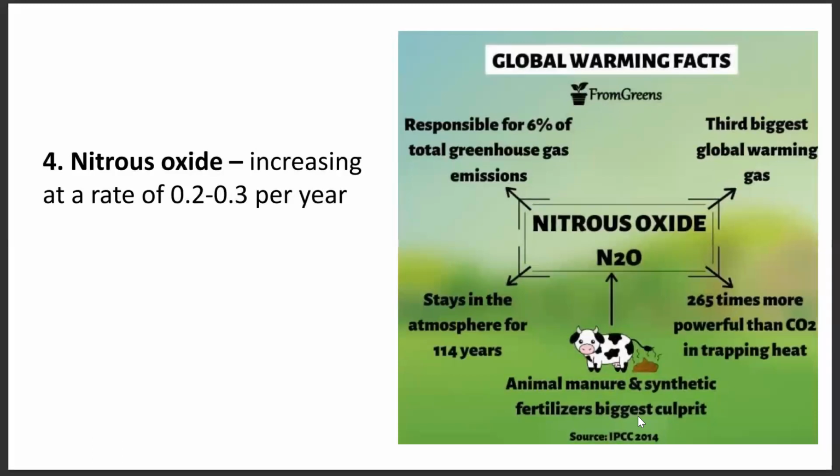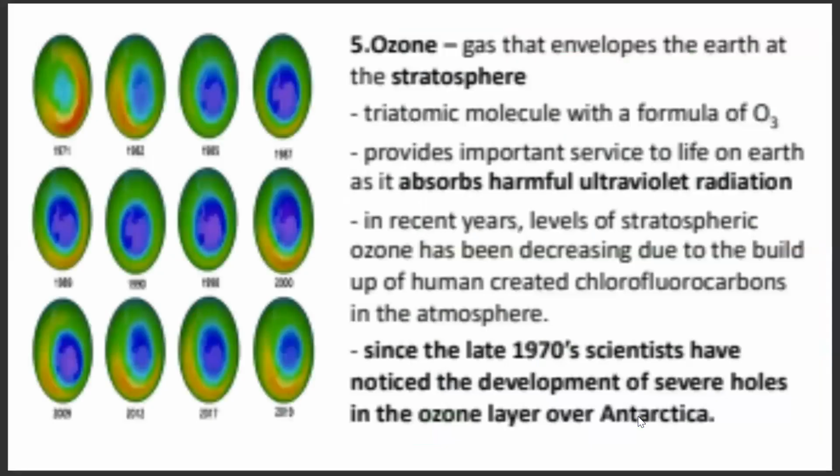The next gas would be nitrous oxide. It is increasing at a rate of 0.2 to 0.3 per year. So, global warming facts about nitrous oxide. This is actually responsible for 6% of total greenhouse gas emissions. Third biggest global warming gas, 265 times more powerful than carbon dioxide in trapping heat. Animal manure and synthetic fertilizers are the biggest culprit. Stays in the atmosphere for 114 years. So that is also the detrimental effect of nitrous oxide as a gas in the atmosphere.